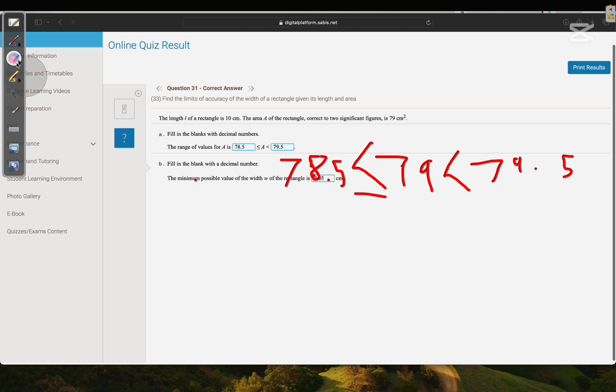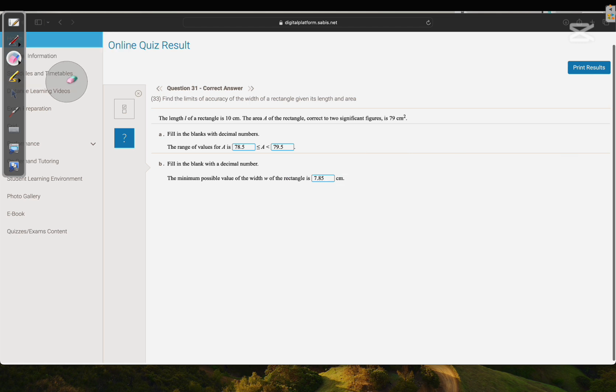Okay. Part B. The minimum possible value of the width W of the rectangle is. Okay, so we know that the width is the area over the length. For this question I have a really easy way. Just do the area over the length, then do what I did for the area basically. So 79 over 10 is 7.9. Okay, so 7.9.